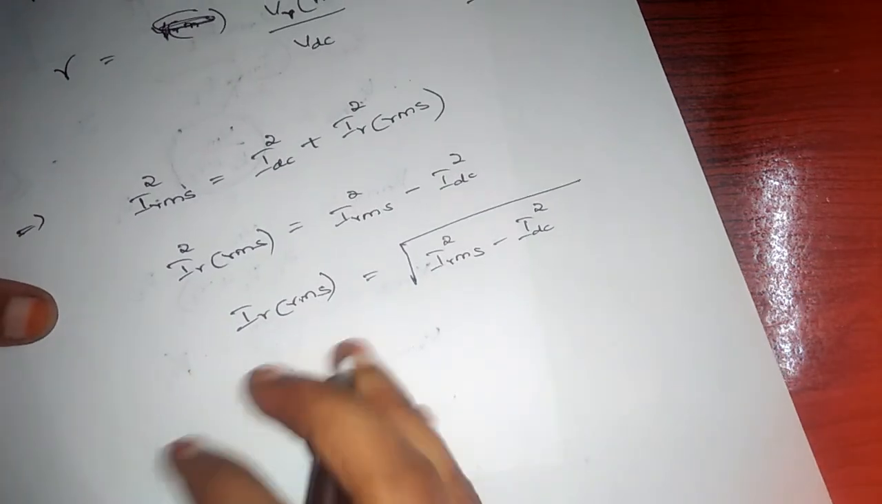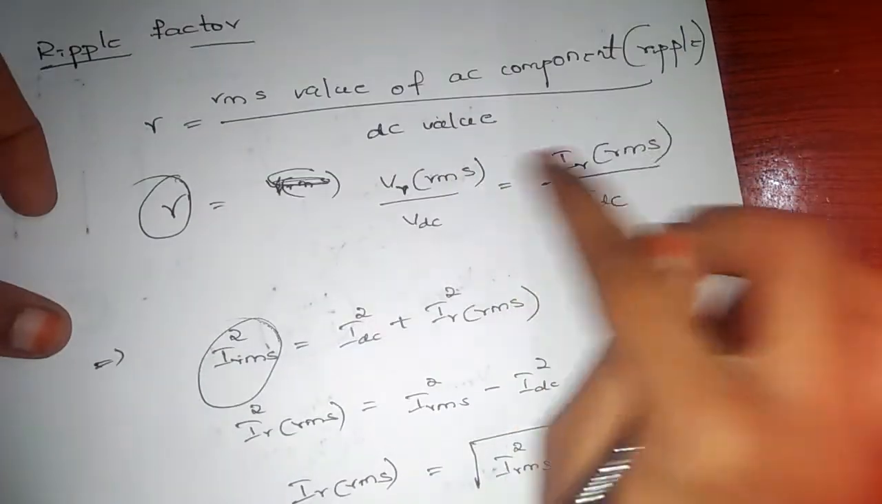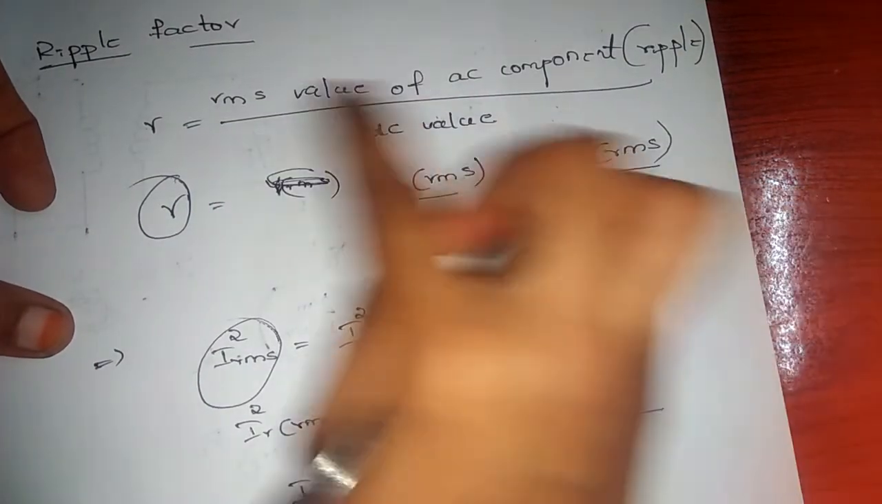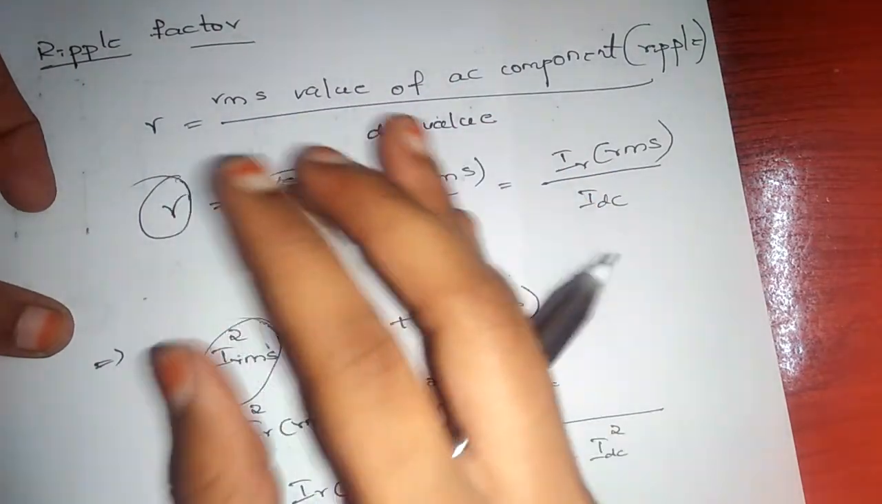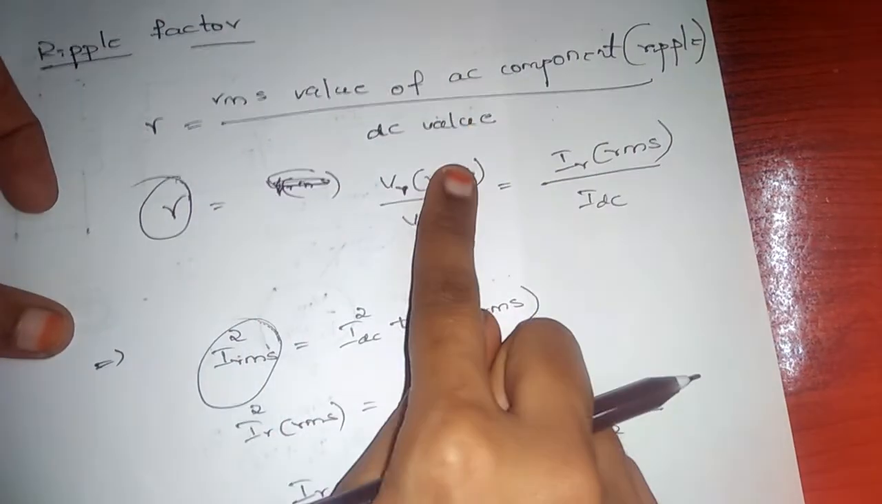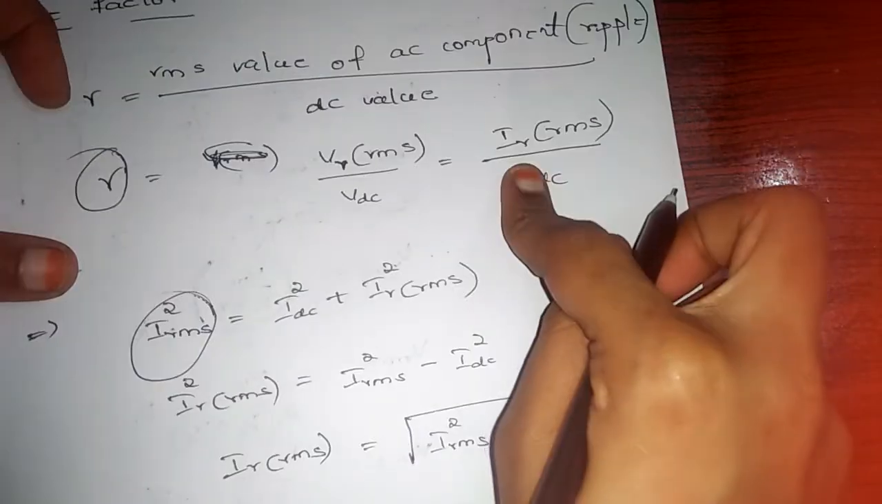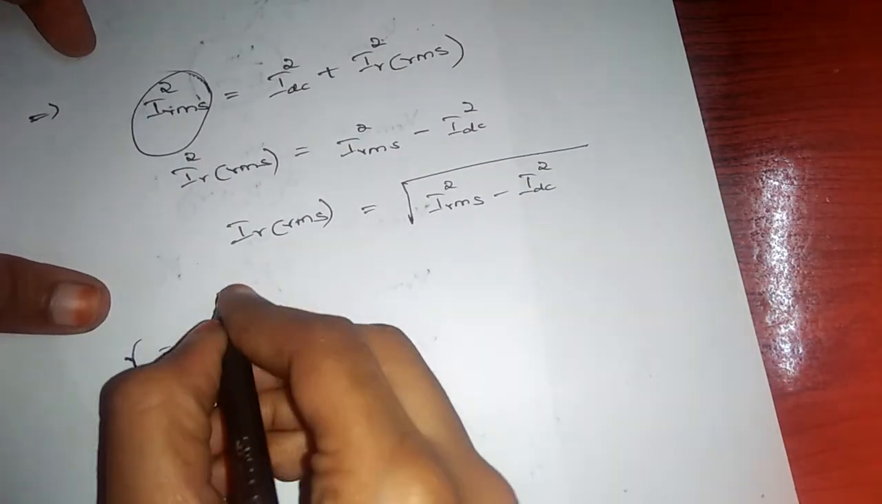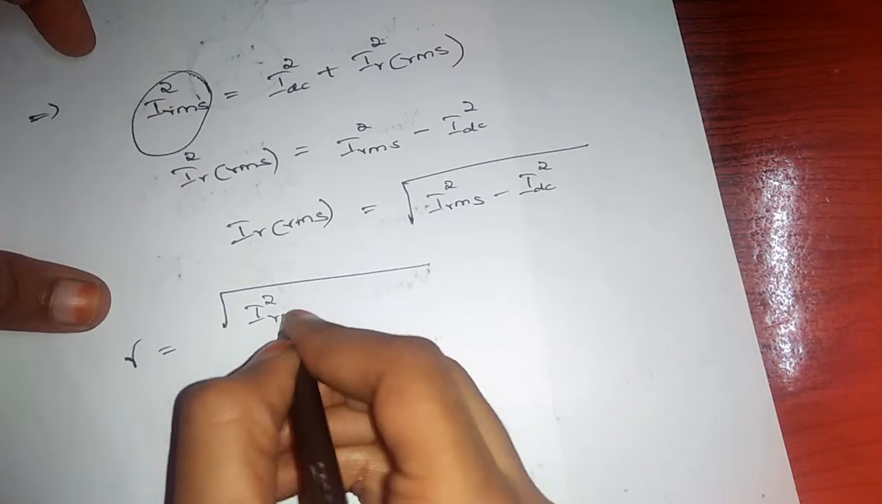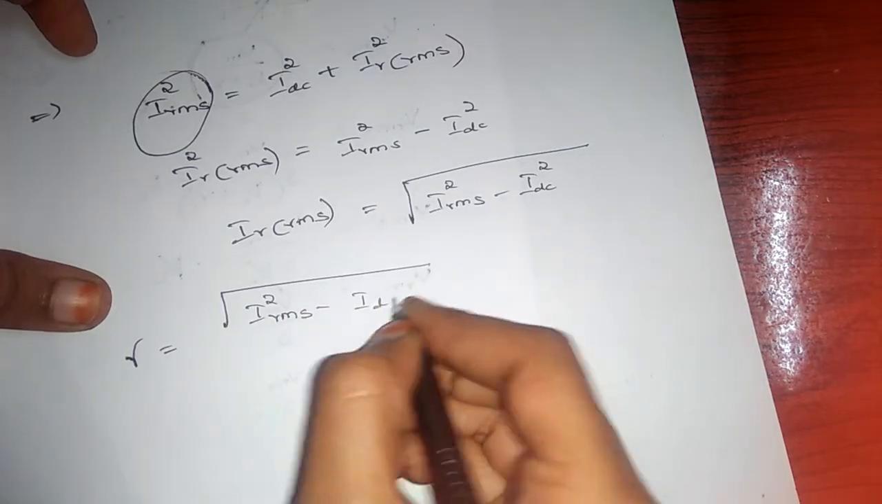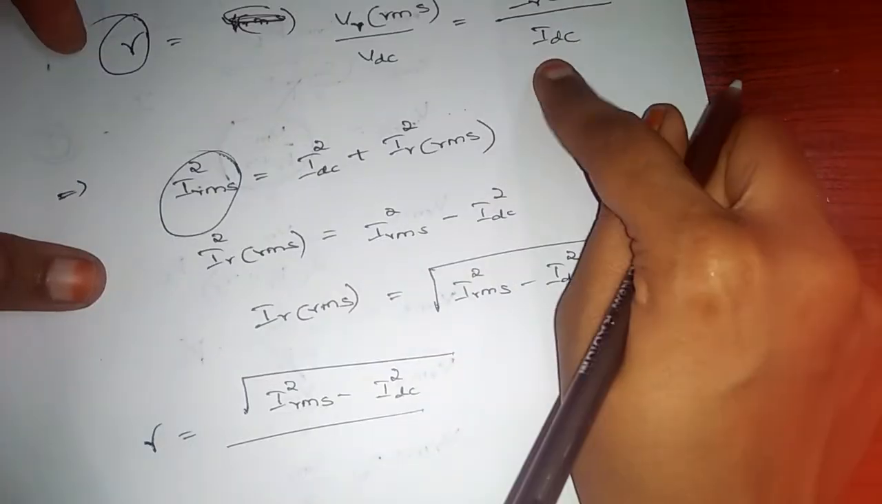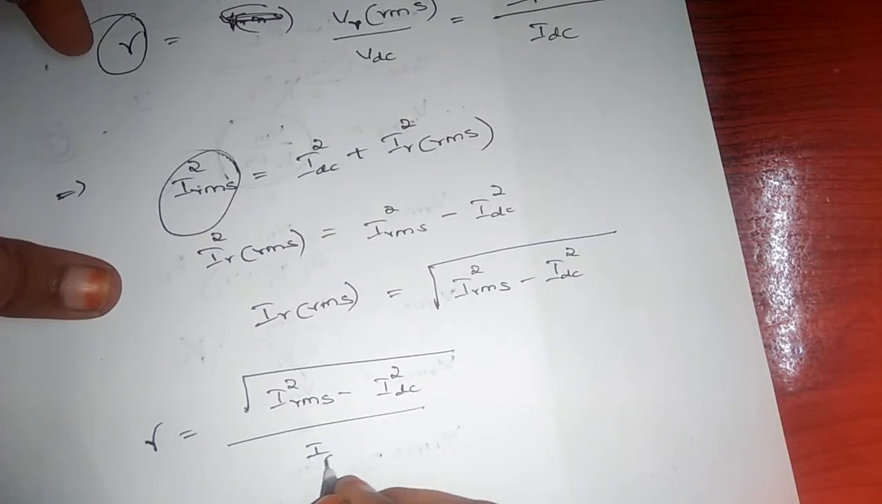Now what we actually want is the ripple factor, but we calculated only the RMS. This we calculated, but we want the ripple factor, the factor to know the actual efficiency of the half wave rectifier. So what is this? Ripple factor is equal to the ripple component current in RMS, which is nothing but the root of I square RMS minus IDC square, by IDC.